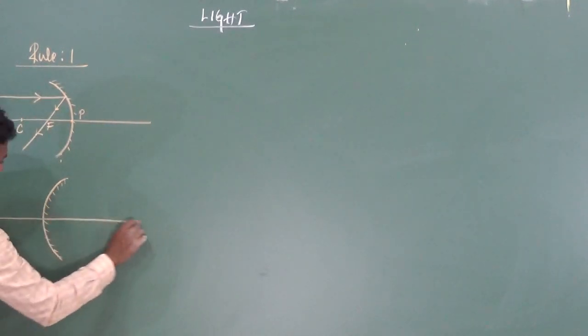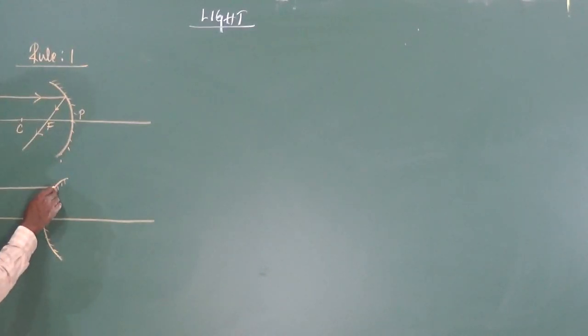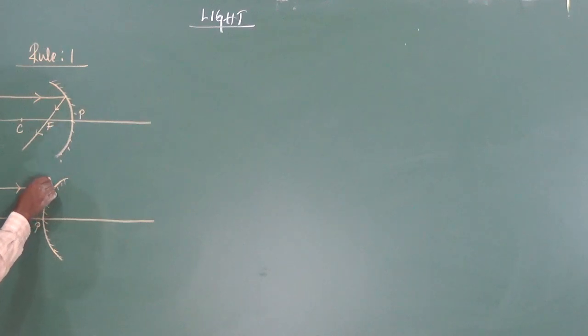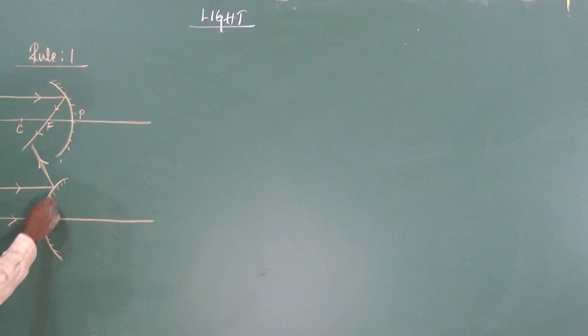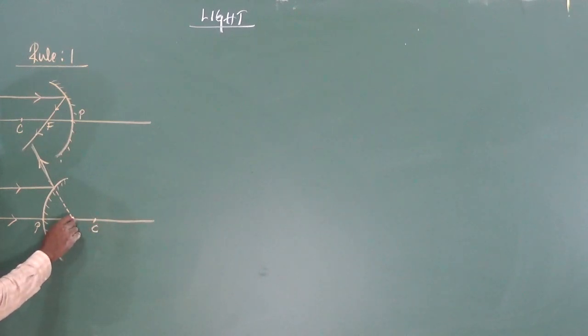So this is the principal focus, the principal axis. This is the pole of the mirror. Let us imagine a light ray falling on the mirror. It is travelling parallel to the principal axis. This is the light ray which is going to get diverged, that is a diverging light ray. When extended backwards, it appears as though it is starting from the principal focus of the convex mirror.